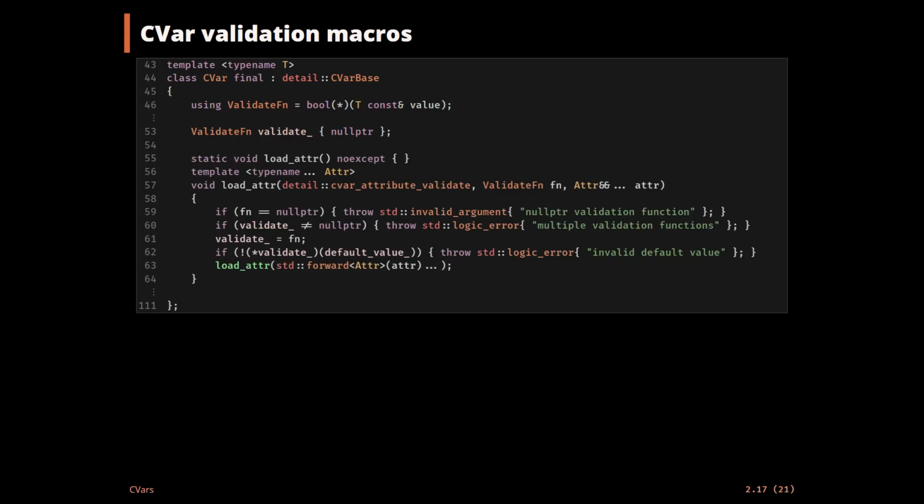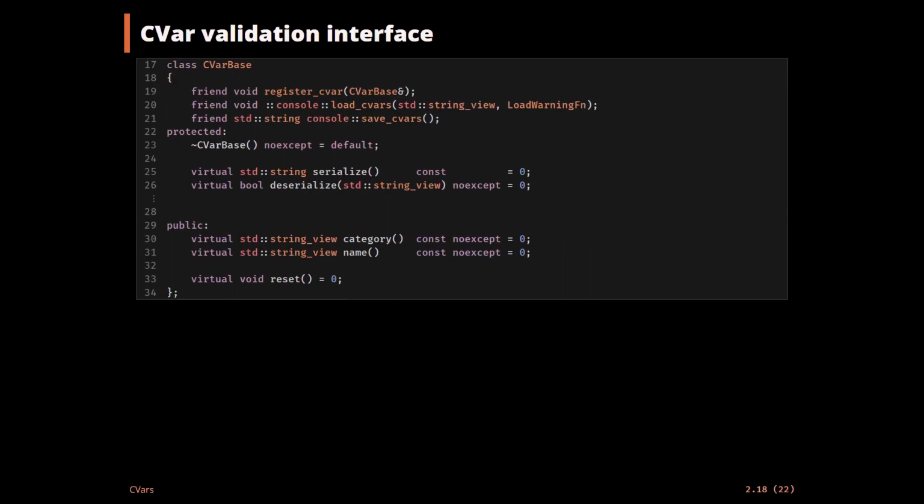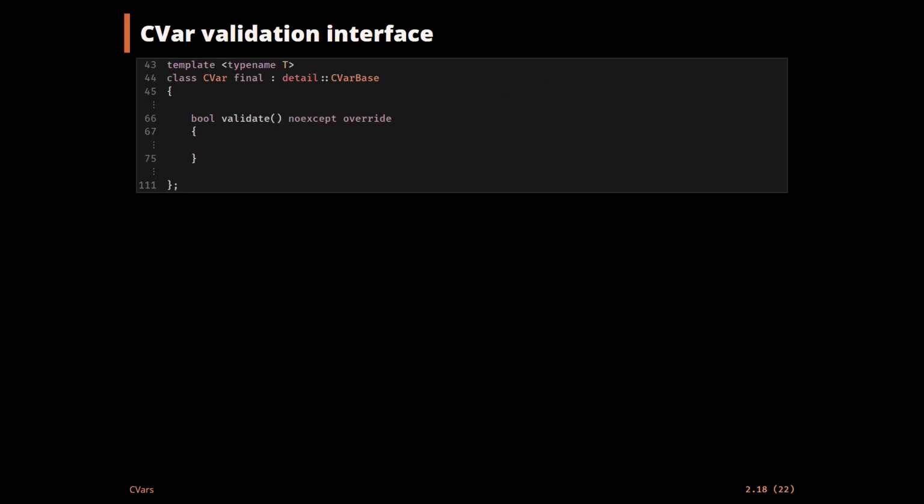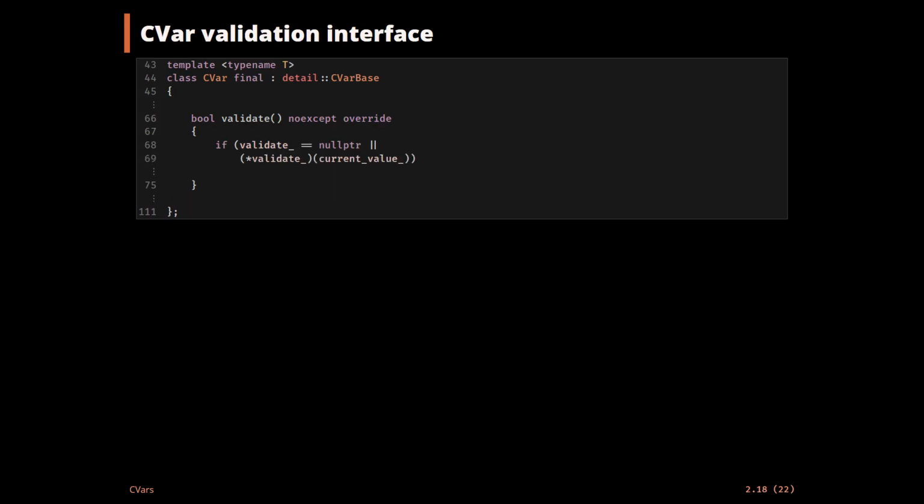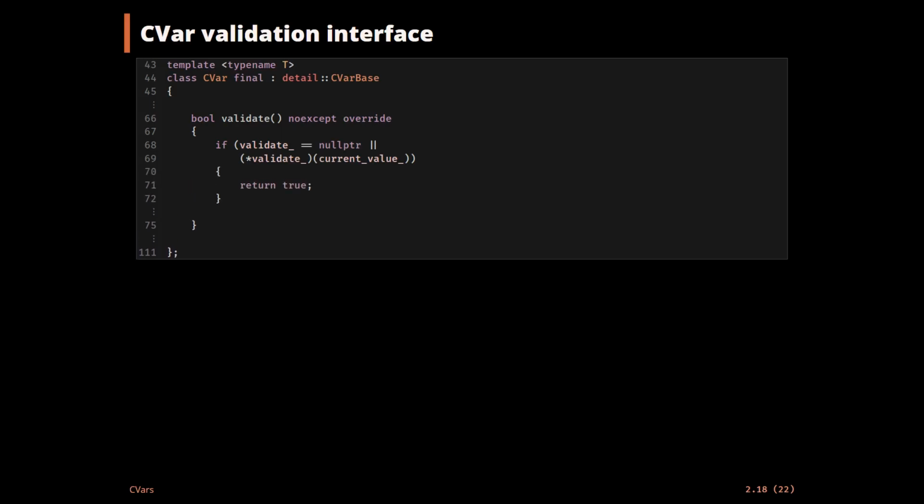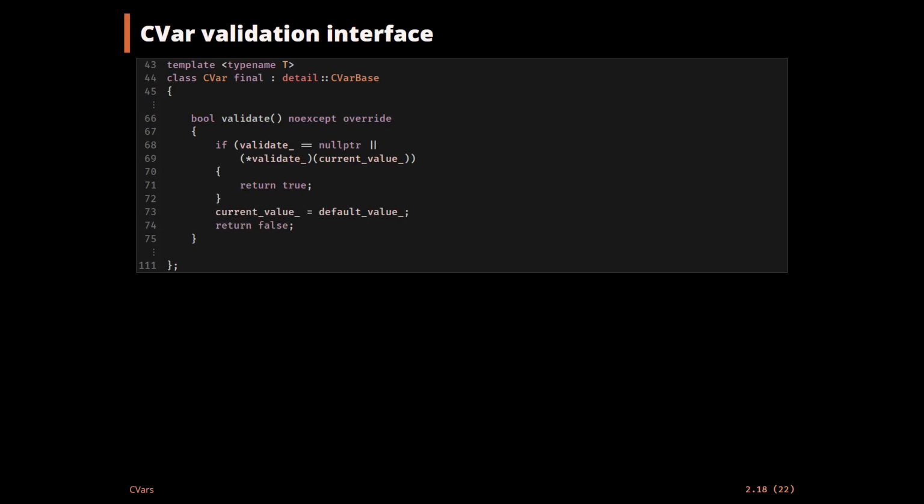All right. Now we do need to eventually call this validation function somewhere. So inside of the base class, what we do is we add this extra function validate, and this is just going to check if the current value is a valid value, and if not, it's going to reset it. So then, if we look into CVar implementing this function, right? If the validate function is null, that means that everything is valid. Or if the validation function is true with a call with the current value, that means basically it validated to true. We're going to return true. Otherwise, we're going to reset the current value to the default value, and return false. Right?